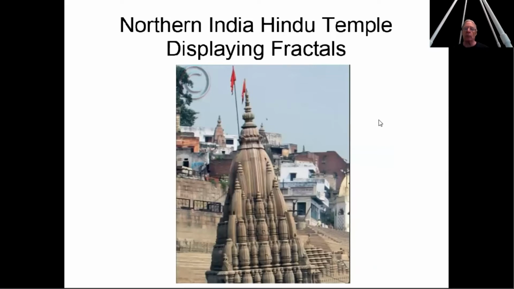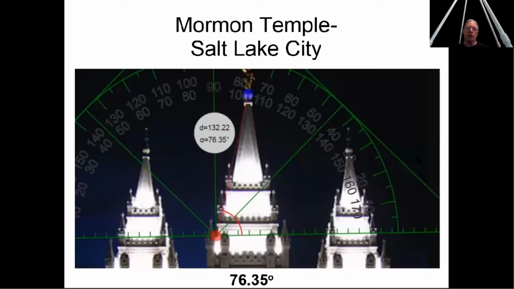Now here's an example, by way of comparison, of the top of a northern India Hindu temple displaying the same fractal nature in its construction. Now here's another picture at night. We'll see that the geometry continues all the way down at 76.35 degrees. And you can once again see these smaller pyramids or spires declining in size as you get up towards the top.